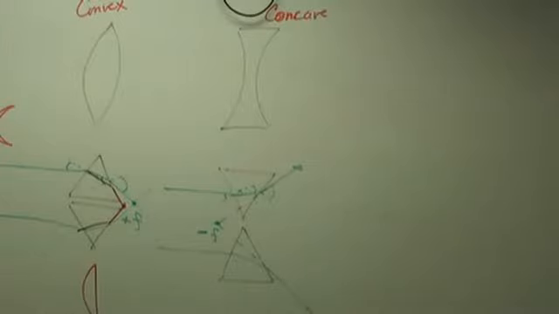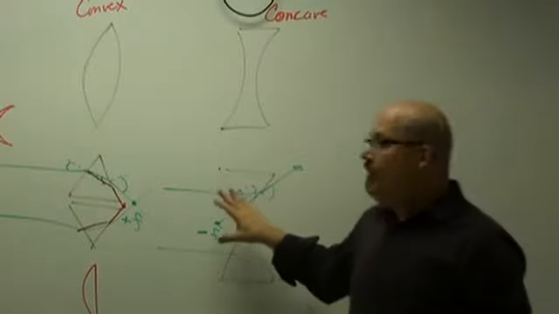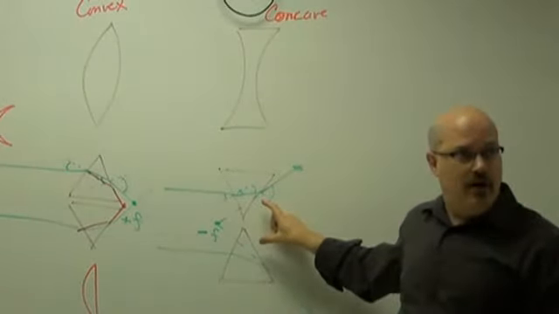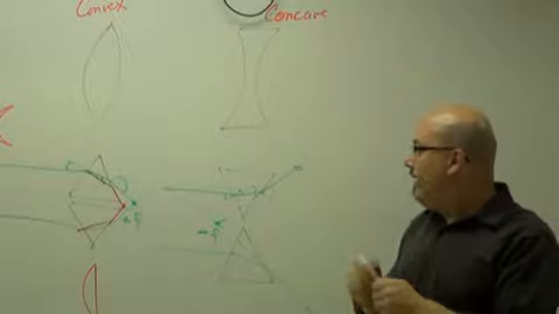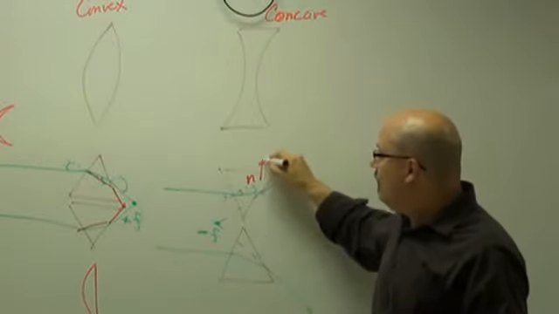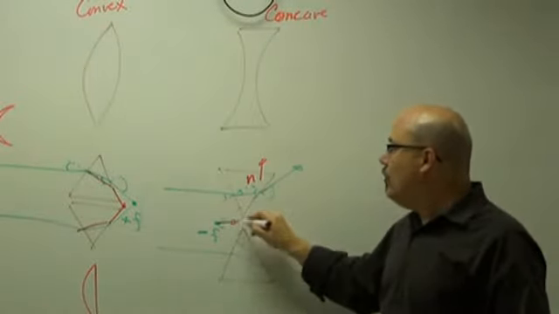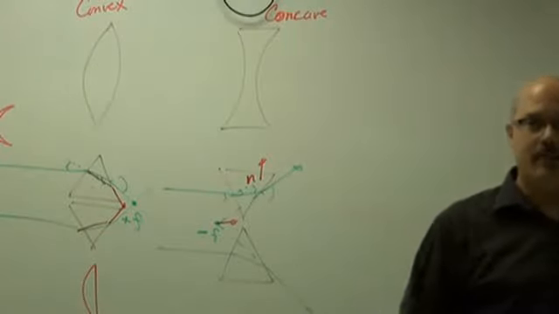Actually, for both. And we had a great question. The question was, if we change the index of refraction here to a higher number, what will that do with the focal length here? If the index of refraction goes up, the focal length goes in closer to the lens, no matter what kind.